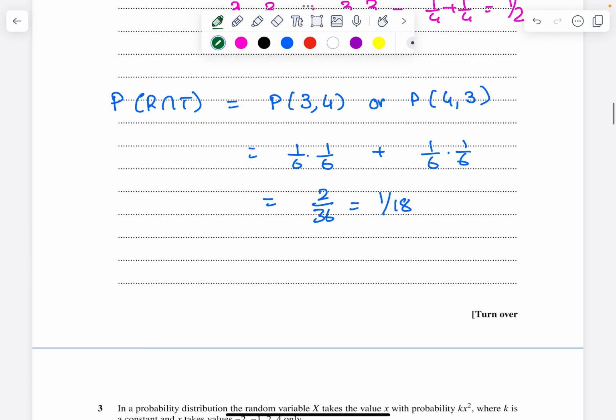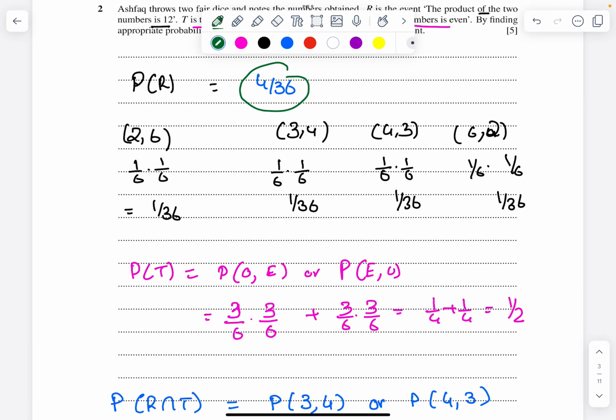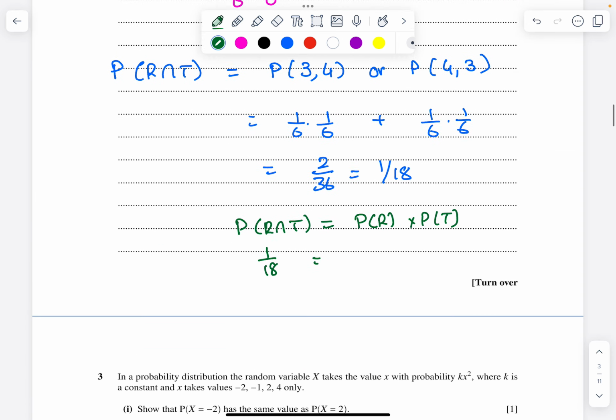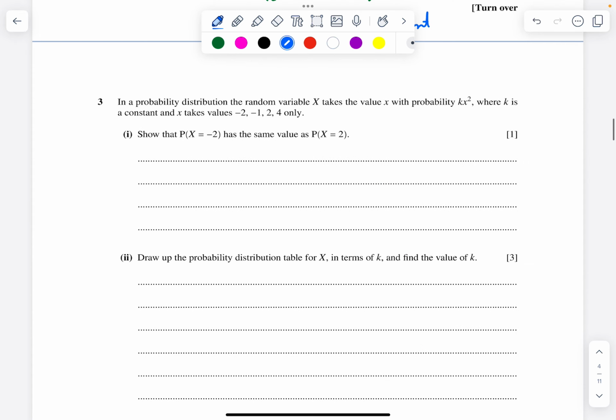Now, to be independent, probability of R intersection T should equal probability of R times probability of T. So 1 upon 18 is equal to, the probability of R is 1 upon 9 and the probability of T is 1 upon 2. 1 upon 9 times 1 upon 2. Are they equal? Yes, they are equal. So therefore, they are independent. Independent.